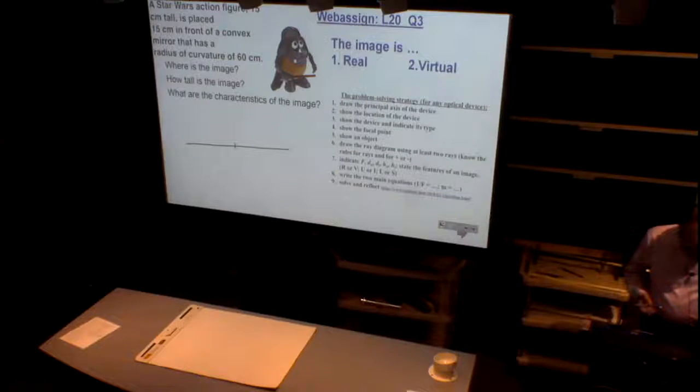Now, this is just a location of this device. This is the whole device. But now we have to show what kind of a device that is.